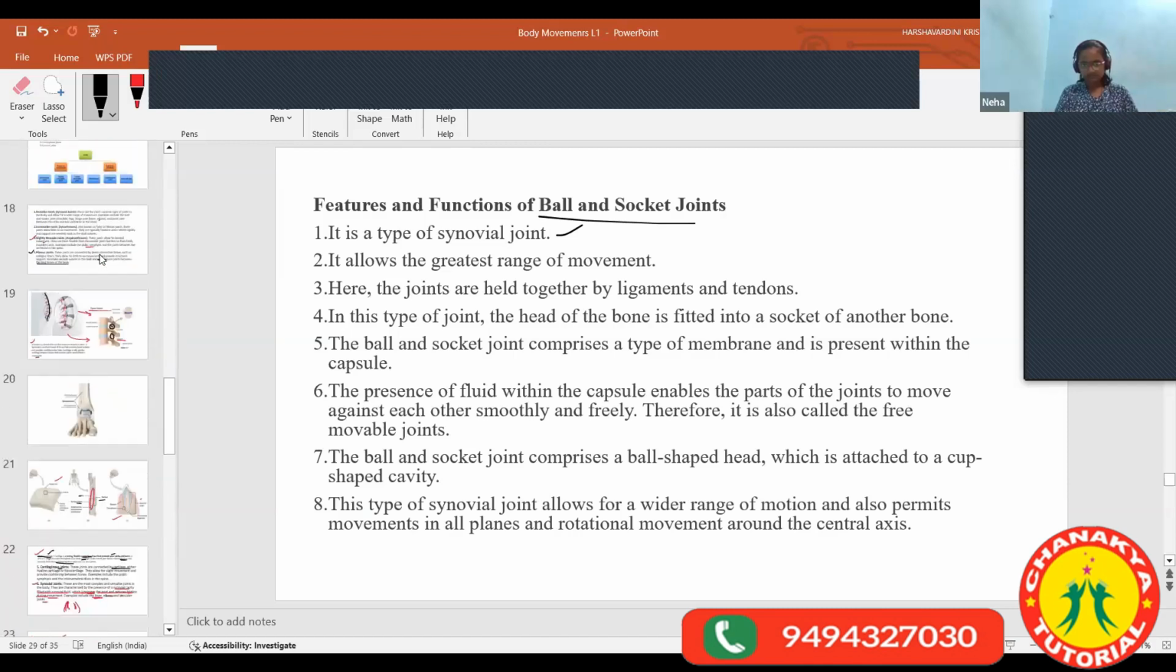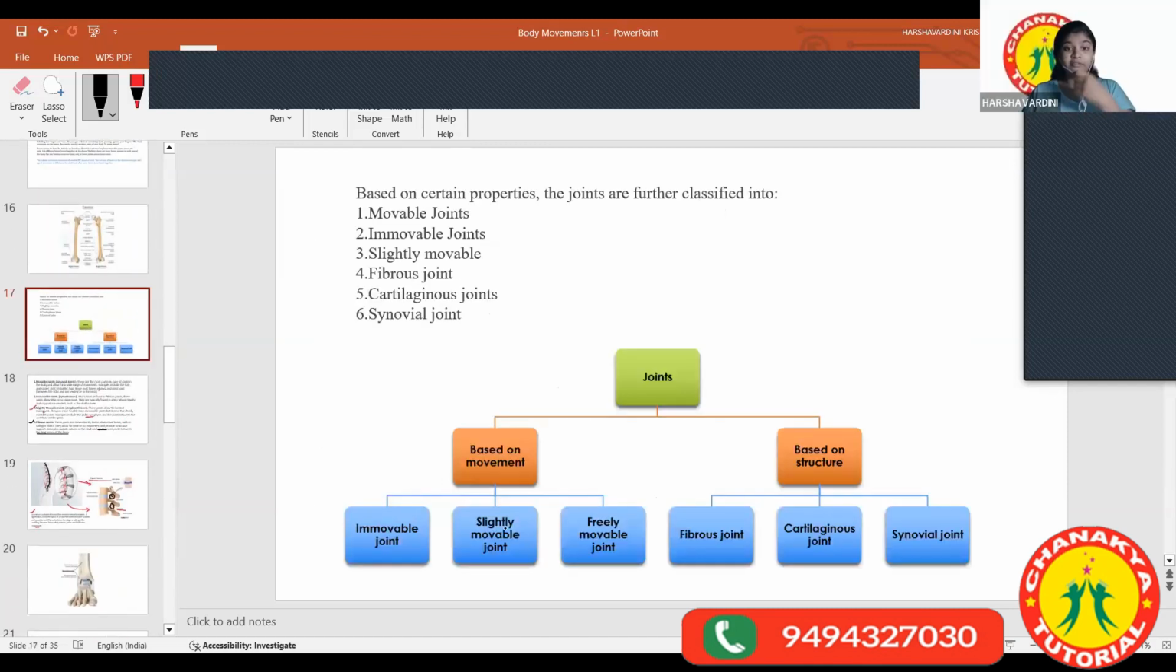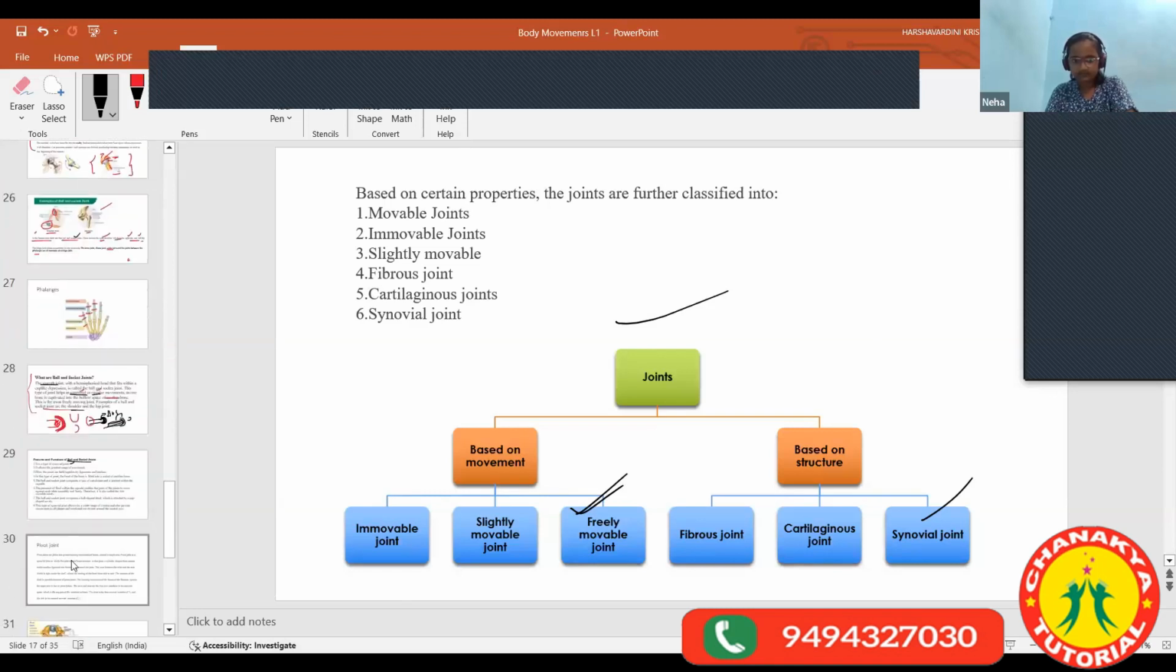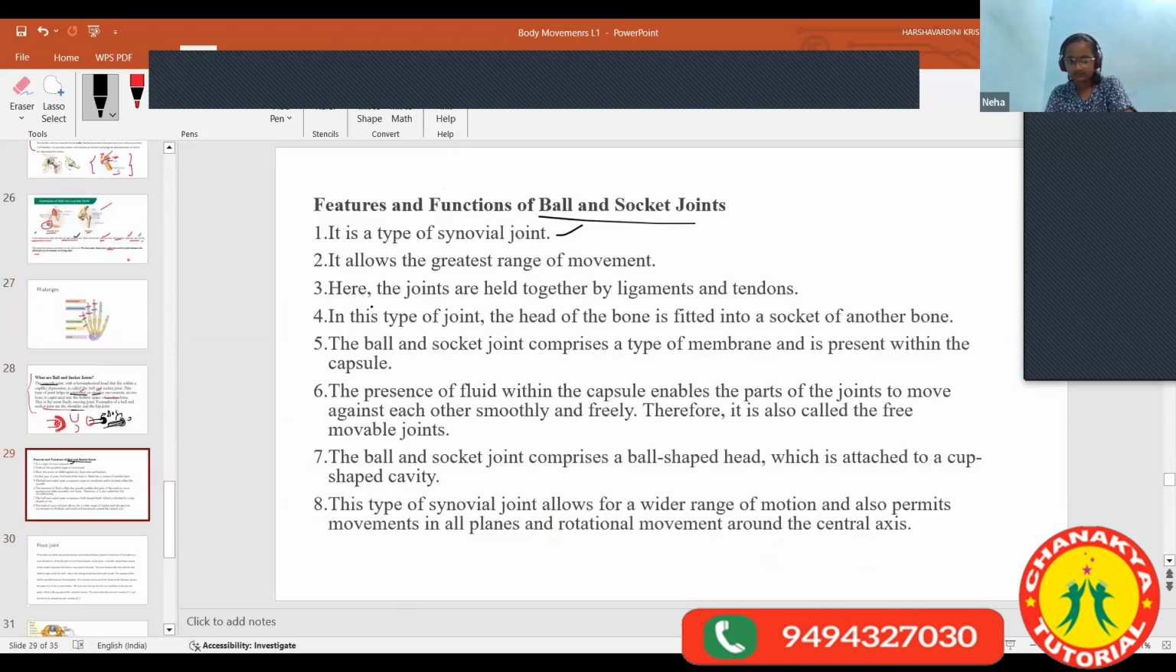So they may ask you, which kind of joint does ball and socket come under? Basically, this chart. Based on the movement, ball and socket comes under freely movable joint, and then it comes under synovial joint. This chart should help you pick it up exactly. Yes. It allows the greatest range of movements, 100% true. The range will be greatest, almost 360 degrees. I can't say a perfect 360-degree movement is possible, but almost 360 degrees is possible.